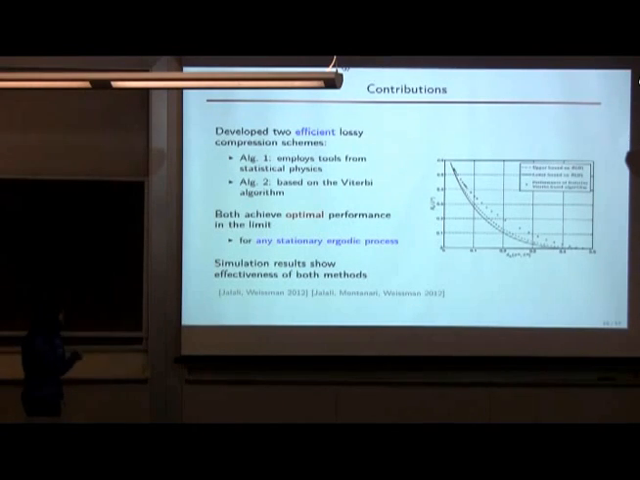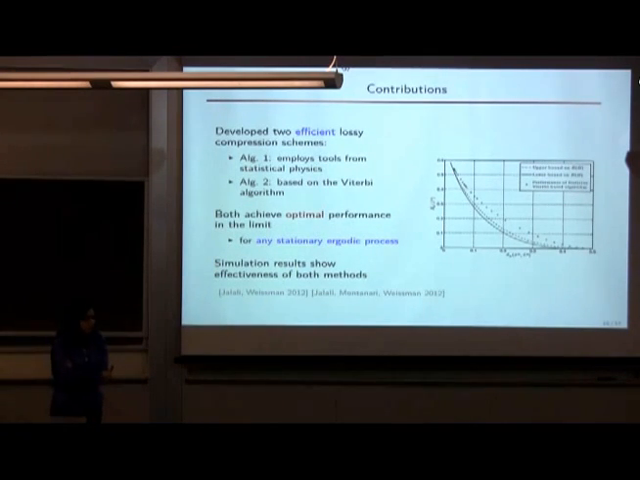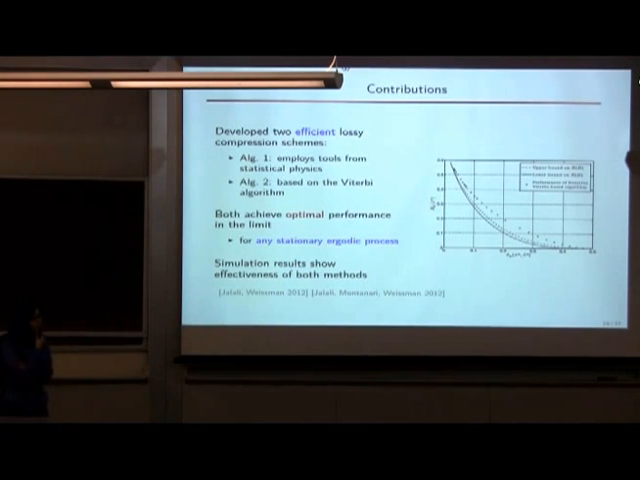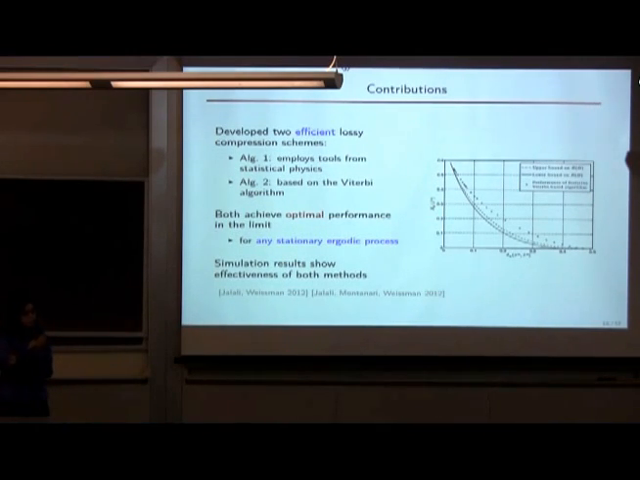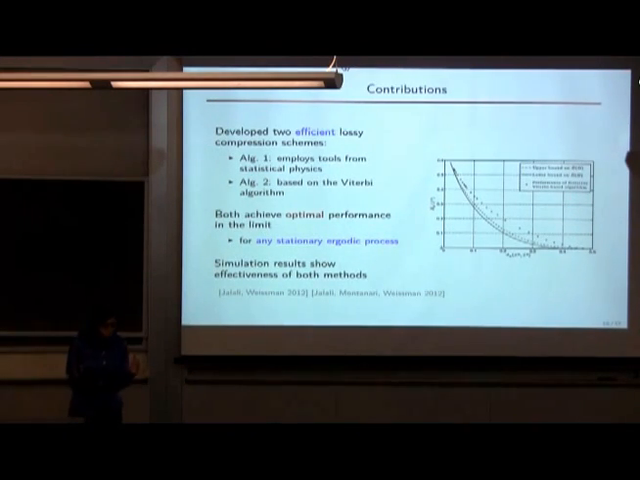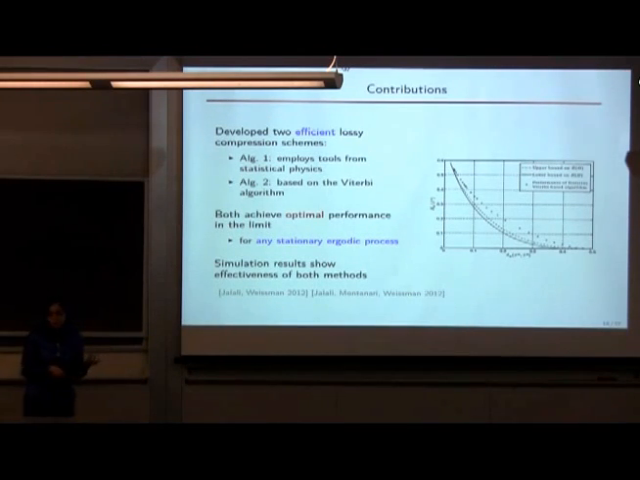So what we did was we designed two efficient lossy compression codes. One of them is based on tools from statistical physics, MCMC, and simulated annealing, and the other one is based on the Viterbi algorithm. For the sake of time, I'll only review one of these schemes today. Both of them, in the limit of large block lengths, achieve the optimal performance. And our simulation results show that if you apply them to finite block length signals with a finite number of iterations, you still get good performance.